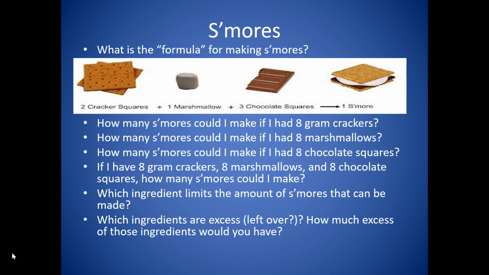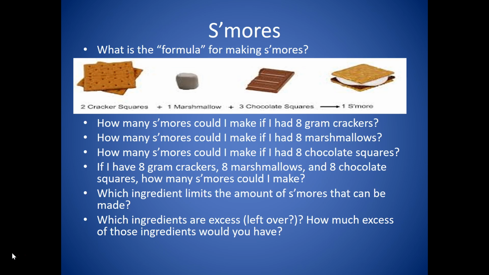Adding more of one ingredient does not help me make more s'mores. I need more of all the ingredients. Okay, so what if I had 8 graham crackers, 8 marshmallows, and 8 chocolate squares? Well, I can't actually make 8 s'mores because I need 2 crackers, so that takes me down to 4 s'mores max. But I'm going to need 3 chocolate squares, so I can actually only make 2 s'mores, even if I have 8 chocolate squares, 8 marshmallows, and 8 graham crackers.